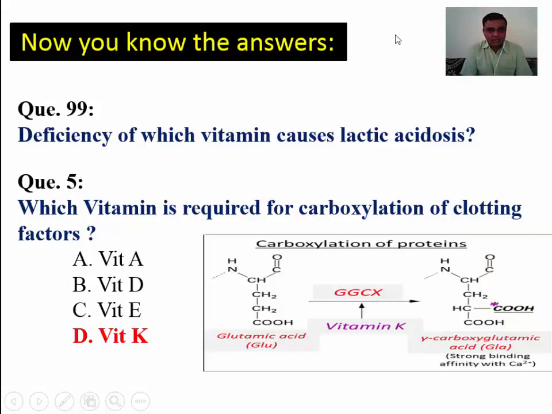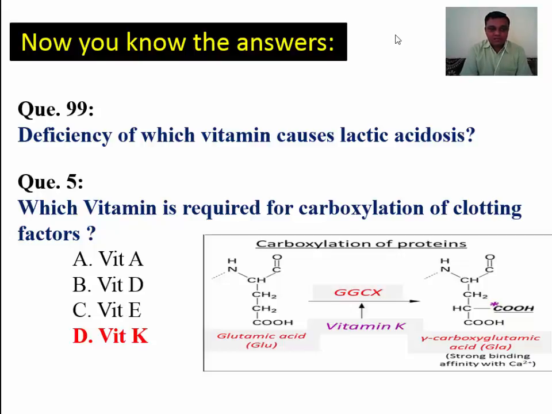Again, a similar question that you may find in your pamphlet, question number 99: deficiency of which vitamin causes lactic acidosis? We already saw that deficiency of thiamine leads to inactivation of the PDH complex, that is pyruvate dehydrogenase, and it leads to accumulation of pyruvic acid, and ultimately it takes the alternate pathway to form lactate. So thiamine is the answer.